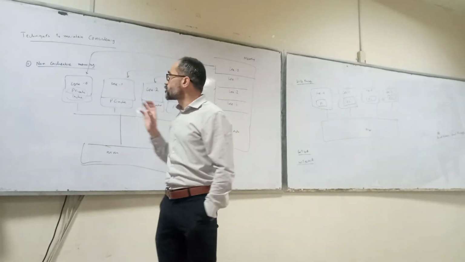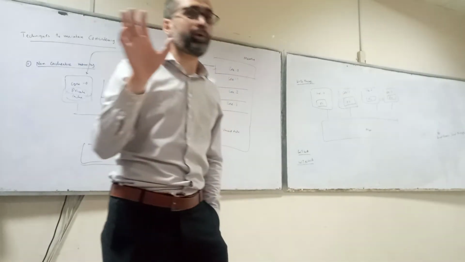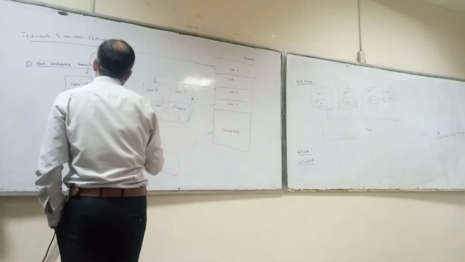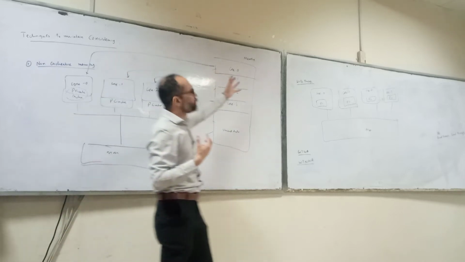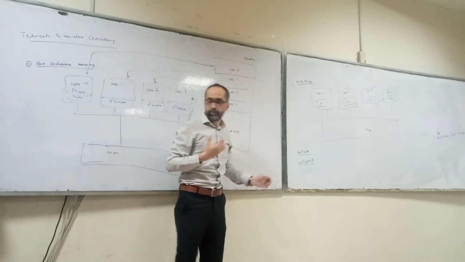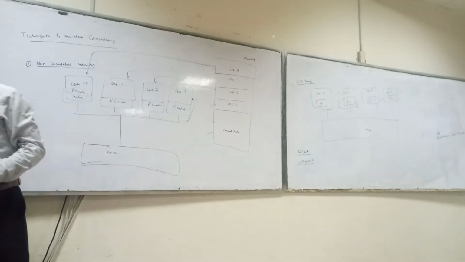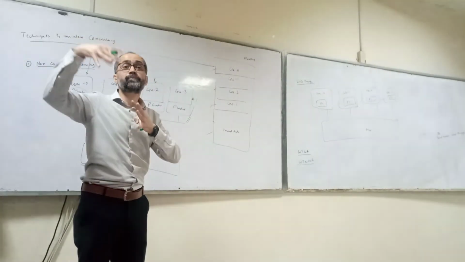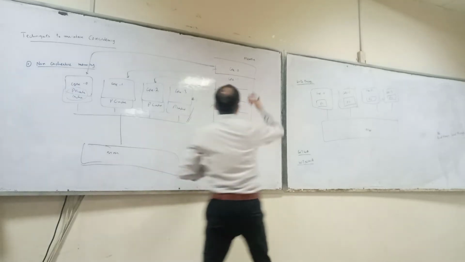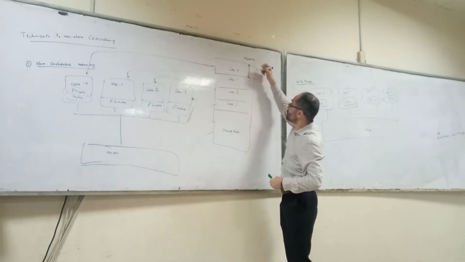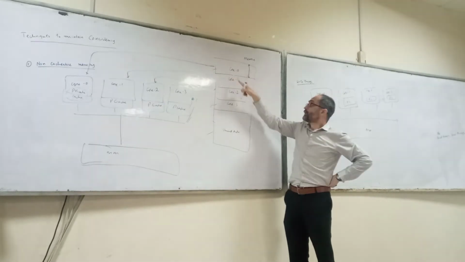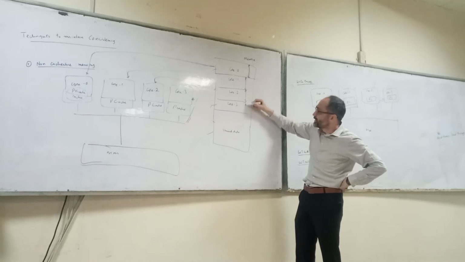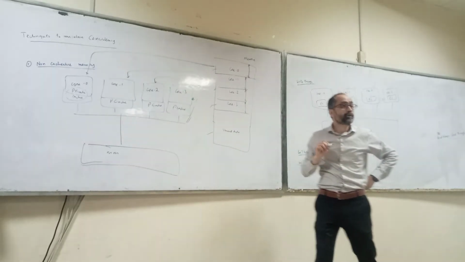Okay, one approach to solve this problem is non-cacheable memory. In non-cacheable memory, the concept is very simple. Now we have a memory map, and each core is assigned some private portion and some shared portion. So this address space is only dedicated for core 0. This address space is dedicated for core 1, this address space is dedicated for core 2, and this address space is dedicated for core 3.